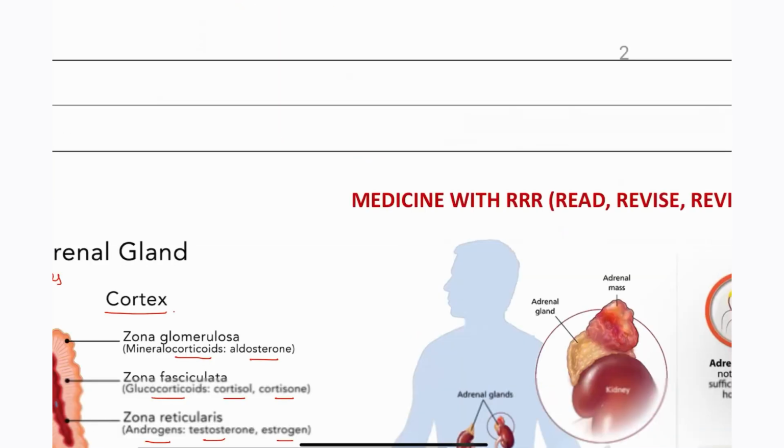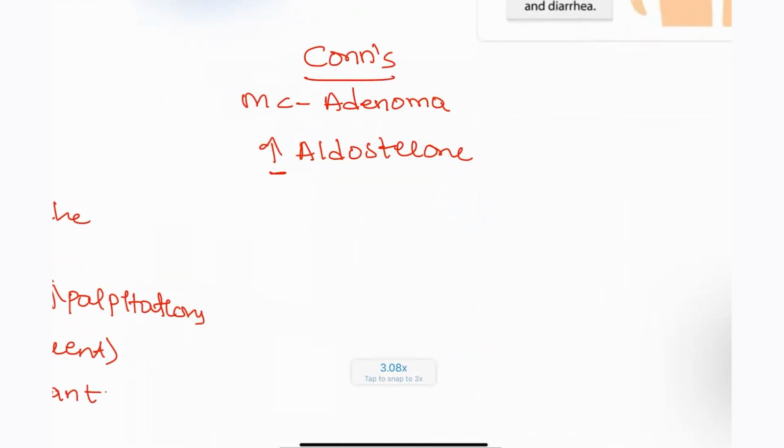So if the aldosterone is produced continuously, what is it going to cause? It is going to increase the sodium and along with that decrease the potassium, because it has to efflux. Also the sodium will carry the water and potassium will carry the H plus ions.